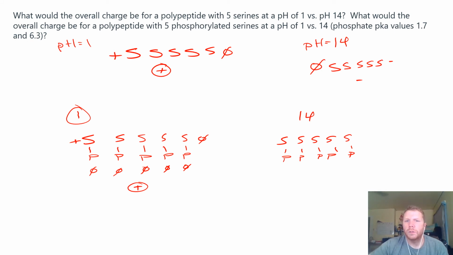Now at a pH of 14, what's going to happen? Well, my N termini is going to be neutral, but each one of these phosphates is going to be 2 minus. And then my C termini is going to be minus. So I'm looking at a -11 charge at a pH of 14. So there's a pretty stark difference, and it's all because of those individual serines and how they get phosphorylated.